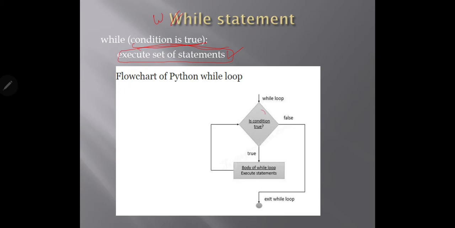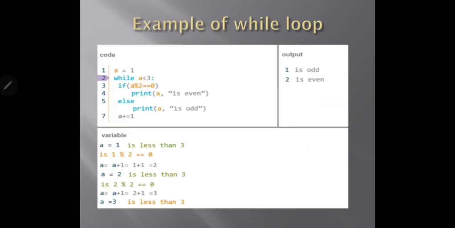Now if the condition is true, then it will execute these statements in the block, as you can see here. And if the condition is false, it will just go out of the loop. So it is very, very simple, and you can see an example here. I have written a simple code, and this is the output of the code, and you can see how this thing is getting printed.